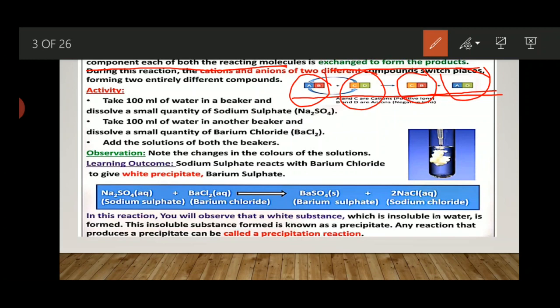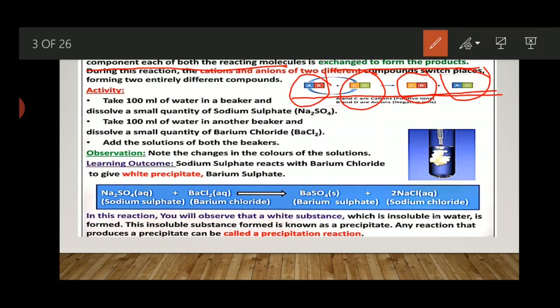So we define it as a type of chemical reaction in which one of the components of both reactants interchange or exchange their place in order to provide entirely new products with new properties. Now let's understand with one activity.